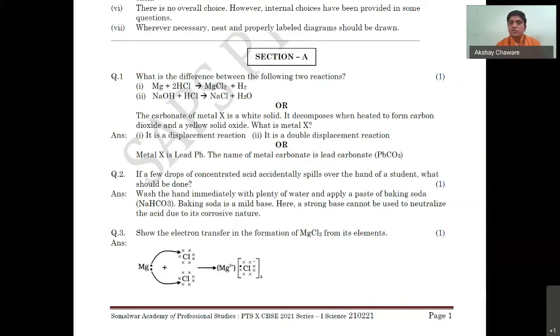Okay. Now in question number 3, electron transfer. Many students have written a reaction directly, but that is not expected. The expected answer is the transfer of electrons, because the question clearly mentions electron transfer in the formation of MgCl2. So we have to show the transfer of electrons there.